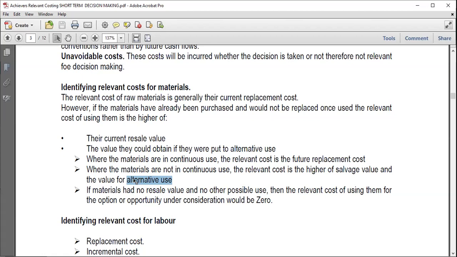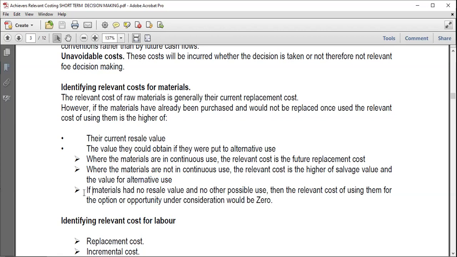Then the relevant cost will be the higher of the scrap value. Just in case you don't use these materials, that means you have to sell them or use them for the sake of another alternative use. You get it? So that is why we look at the higher. The higher of that takes precedence.